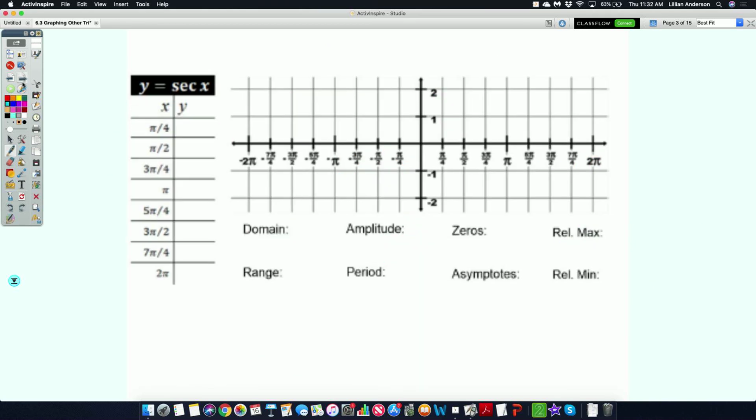Let's look at secants. And then we're going to get to some graphing of these. So let's look at secant. Secant is the reciprocal of which one? Cosine. So that's 1 over cosine. Again, we're only going to look at the big 5.